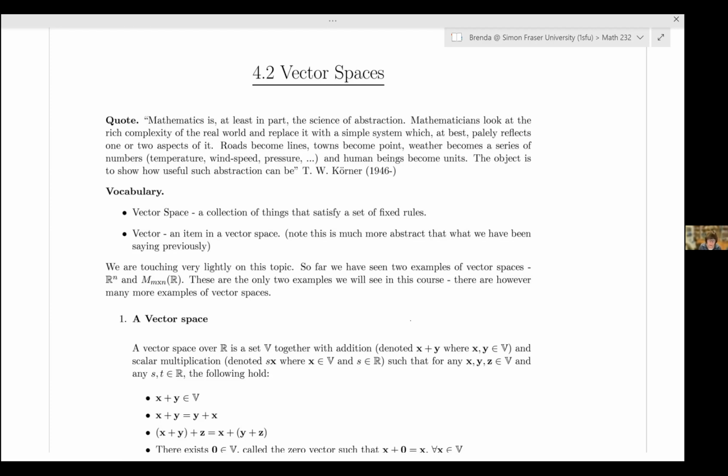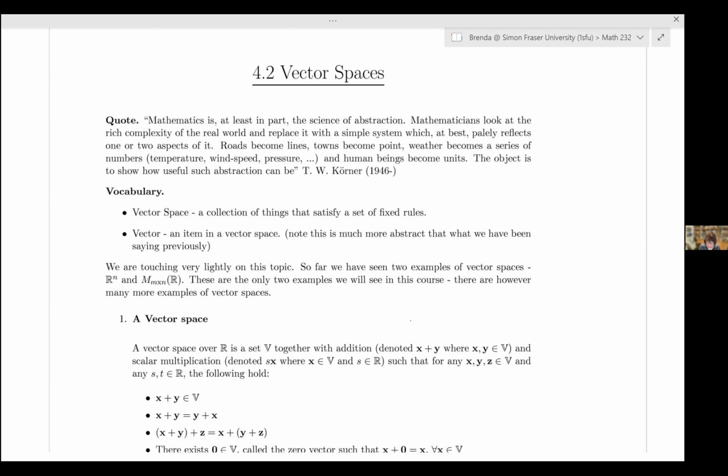We've also seen another vector space: the collection of all matrices with real entries. We're thinking of each one of those matrices as a vector. Each one of those matrices is a vector in the matrix vector space. Okay, so those are the two examples we've seen, but there are many, many other examples.